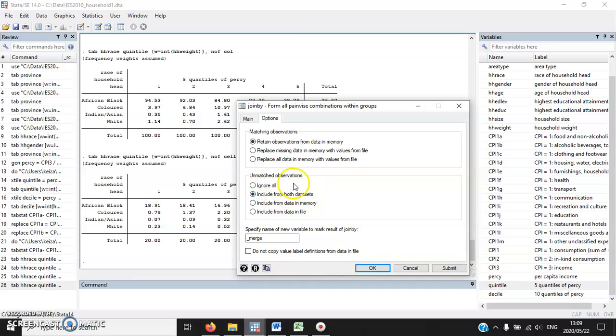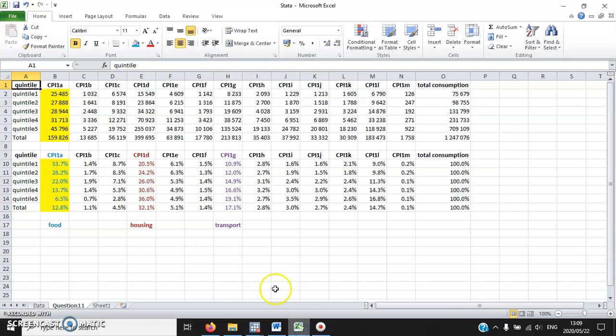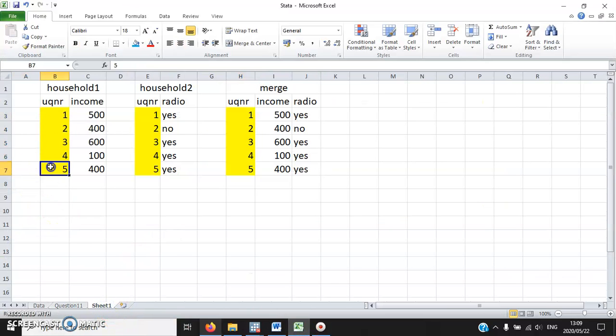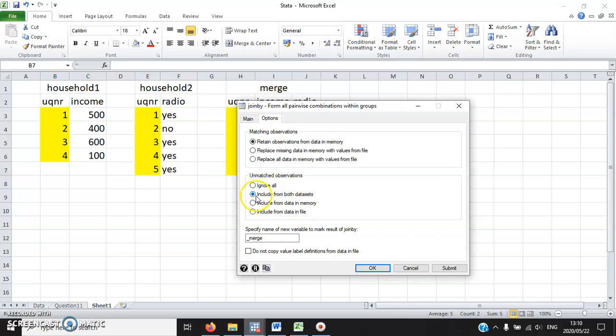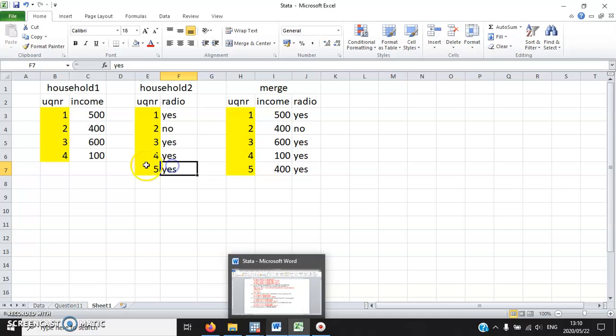have some unmatched observations. What do we mean by unmatched observations? It actually means, what if we have a case that, let's say in the first file, there are only 4 households taking part, and then in the second file, there are 5 households. So there will be one unmatched observation. By clicking the second option, I'm telling Stata, although there could be some households that only appear in one file but not in the other, when I create a merge file, please include all households. So this is what it means with the second option.